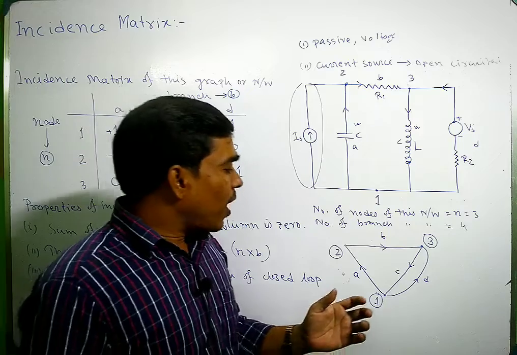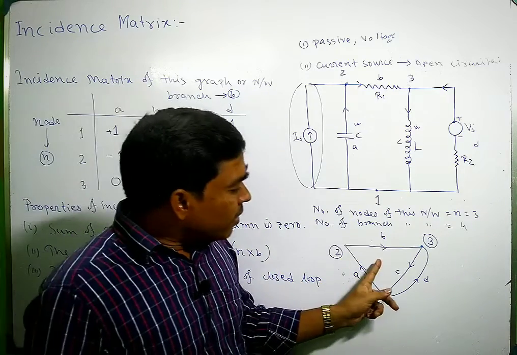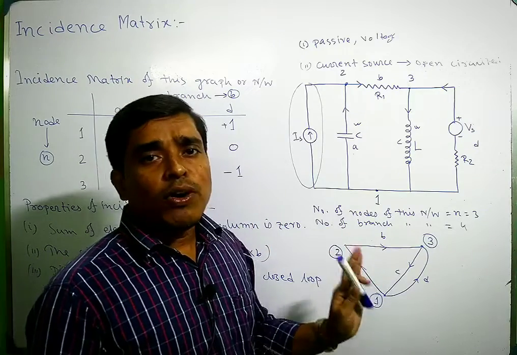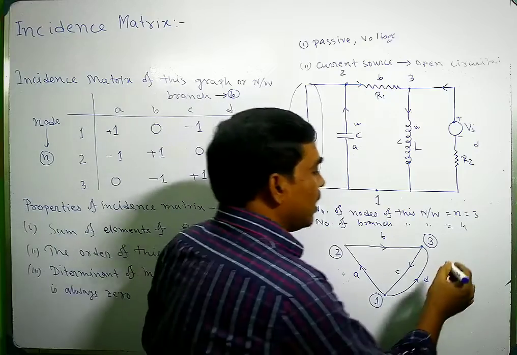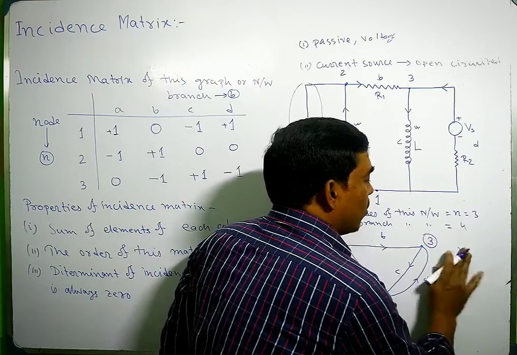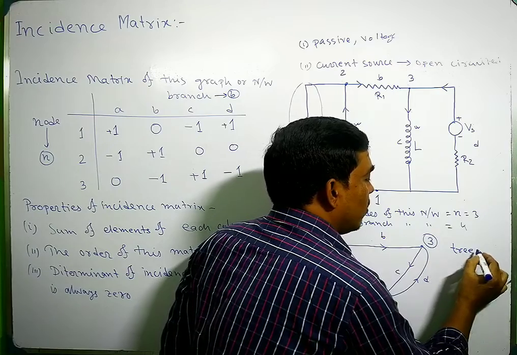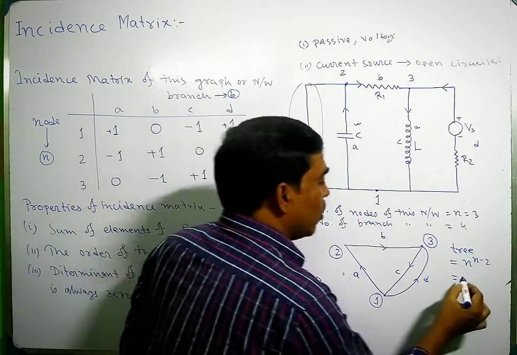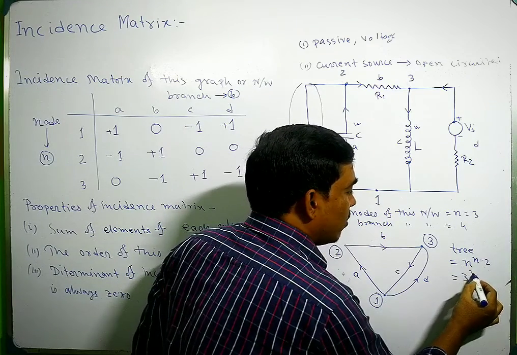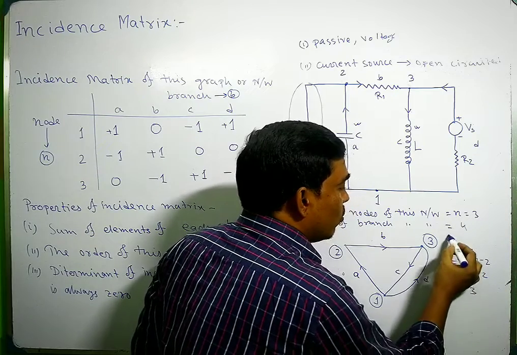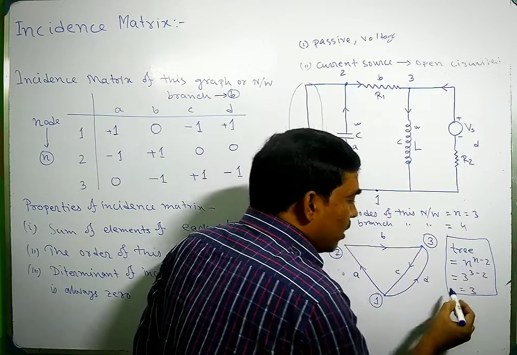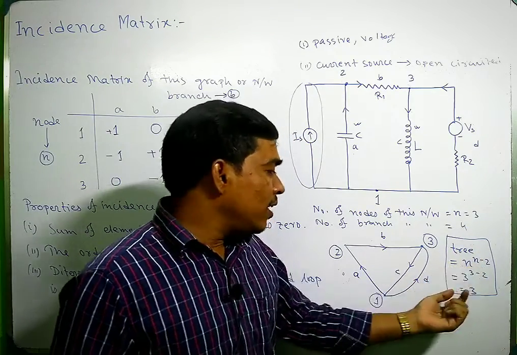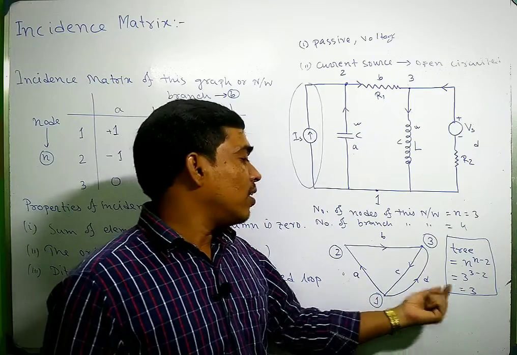Now if I notice this graph, the number of possible trees will be n^(n-2). So here n is 3, so 3 to the power 3 minus 2 equals 3. If you calculate the number of trees using this formula, it is not the correct answer.